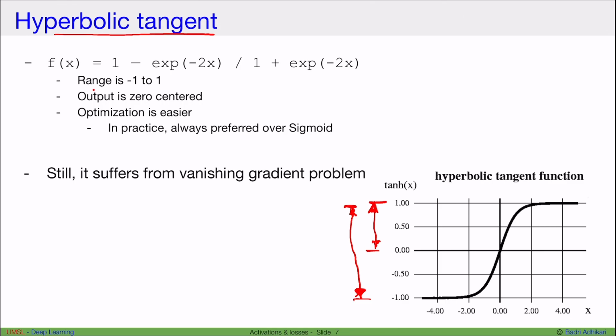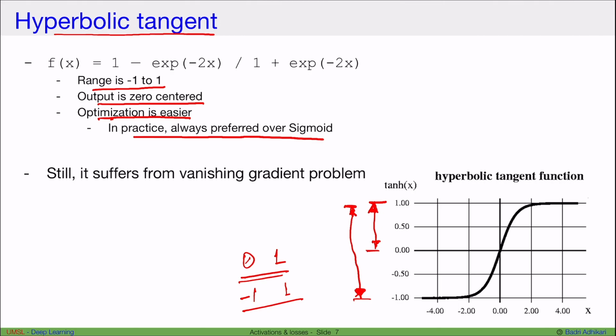Now, in this case, the range is -1 to +1. The output is zero-centered, which is a solution compared to the sigmoid. Optimization is easier in case of hyperbolic tangent. In practice, hyperbolic tangent is always preferred over sigmoid, unless we want the output to be between 0 and 1, then sigmoid is the way to go. But if the output can range from -1 to +1, then hyperbolic tangent is the choice. This still suffers from the vanishing gradient problem.